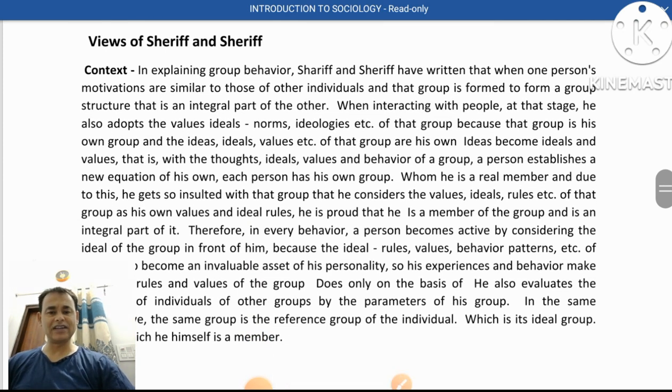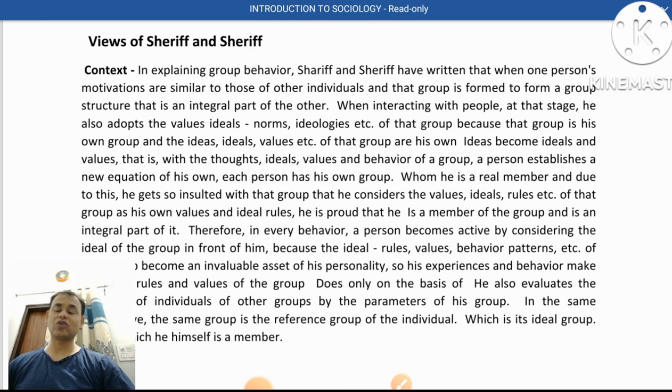In explaining group behavior, Sherif and Sherif have written that when one person's motivations are similar to those of another individual, a group is formed, and a group structure becomes an integral part of each. When interacting with the people at their stage, he also adopts the values, ideals, norms, ideologies, etc. of that group, because that group is his own group, and the ideals and values of that group become his own ideals and values. That is, with the thoughts, ideals, values and behavior of a group, a person establishes a new equation of his own.